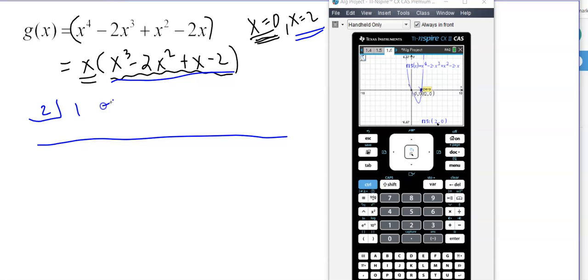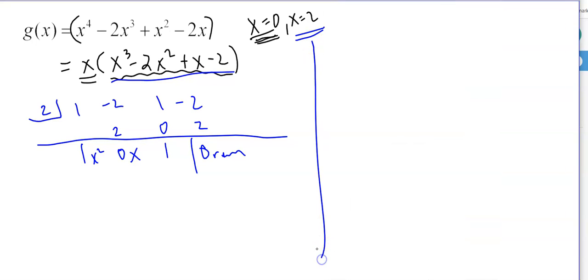And I have 1, -2, 1, -2. Bring it down. That's 2. That's 0, 0, 1, 2. Remainder is 0. That's what I want. This is x. This is x squared. At this point, you're going to probably have to do quadratic formula. Let's see. x squared plus 1 equals 0.